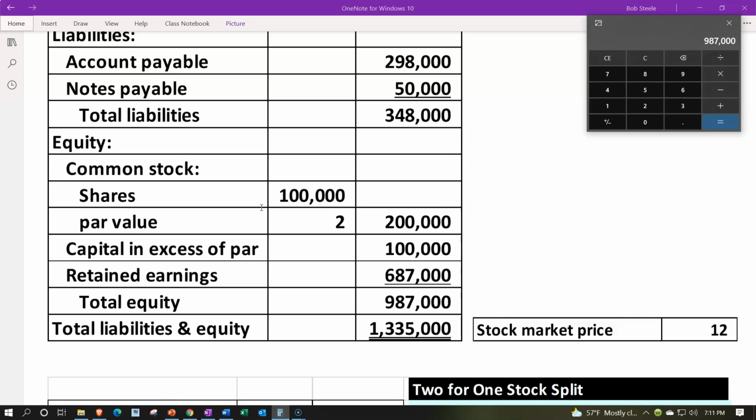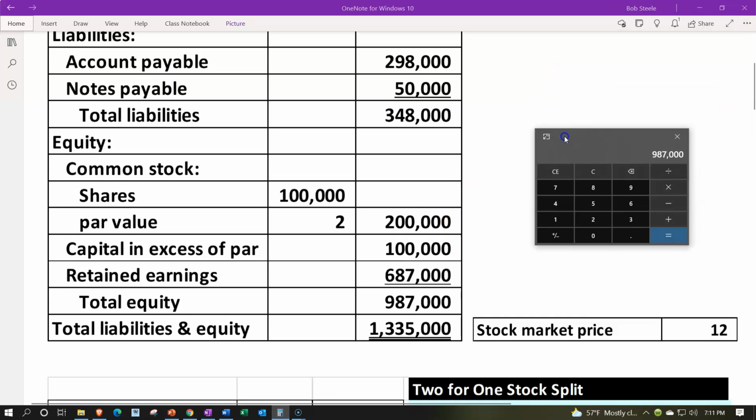Two main categories we're going to take a look at will be the common stock category and the capital in excess of par if we have a par value. And that represents basically the owner's investment into the company, meaning the company issues stock in order to generate capital, and that capital is going to be going into the common stock portion.